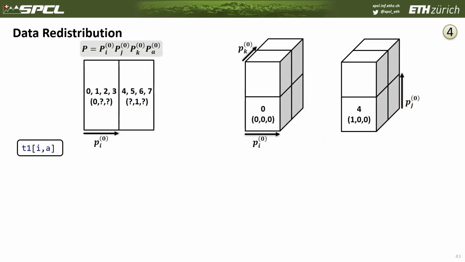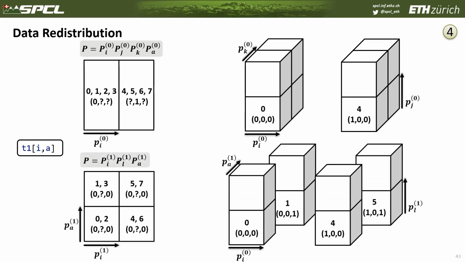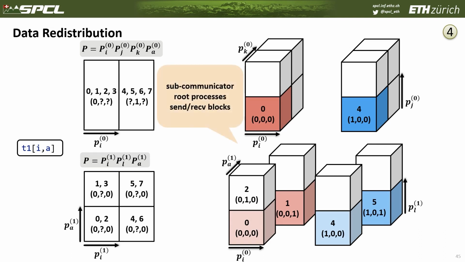Conceptually, how this happens is that for these subcommunicators that we saw before, we have leaders. The leaders from the first process grid are going to send the blocks to the second one. We're going to use send and receives for this. And then the leaders of the second process grid are going to do a local broadcast in order to replicate the input data of the group appropriately.